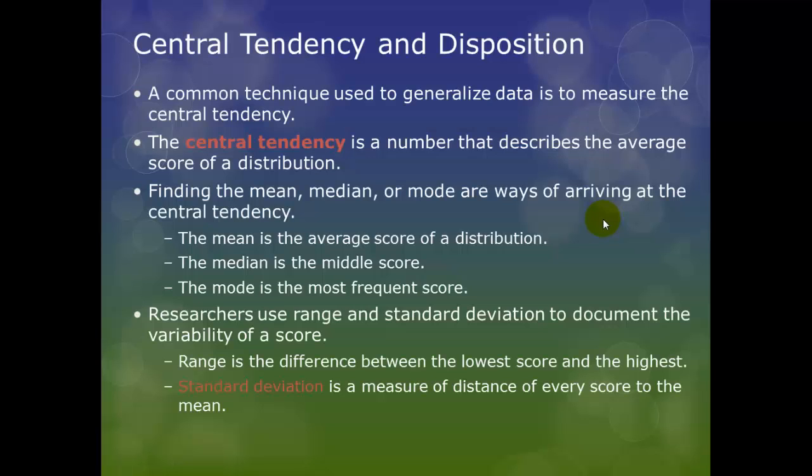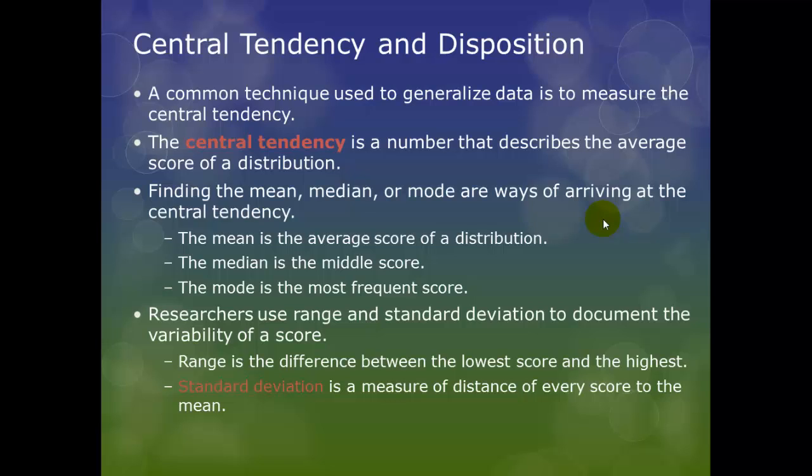So, more on analyzing data. In psychology, we look for the central tendency, or the average score of a distribution. Ways that we do that are the mean, median, and mode, which you are familiar with from math class. The mean is the average, the median is the middle score, and the mode is the most frequent score. Each is important because each is a different way of measuring central tendency.